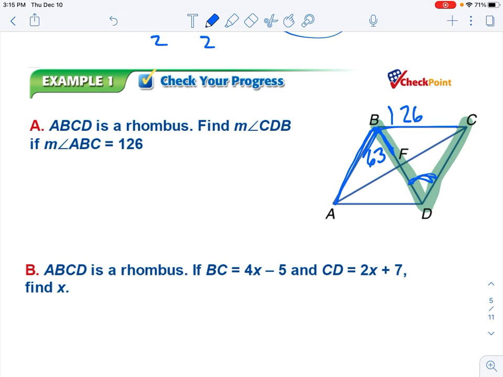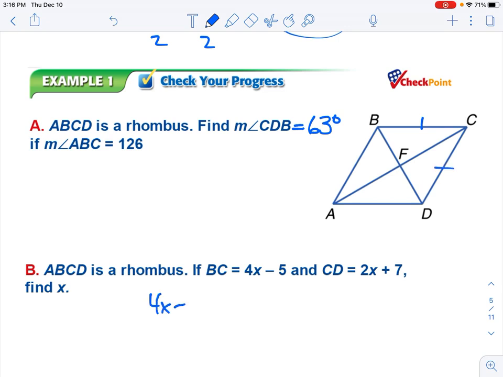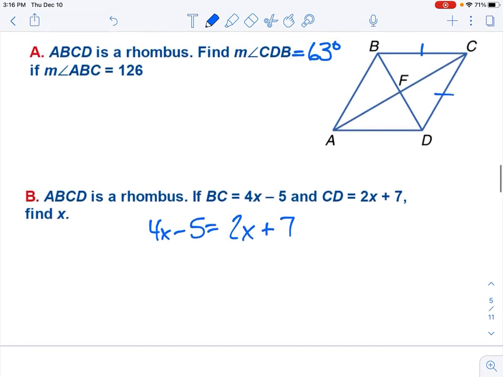You can think of this a couple different ways, that these two are either alternate interiors, or you can recall that these four are all congruent to each other as is. So we know that the angle we are trying to find, the measure of angle CDB, is 63 degrees. And then part B is very similar to the last part B, where we simply say BC and CD are congruent and set them equal and solve.